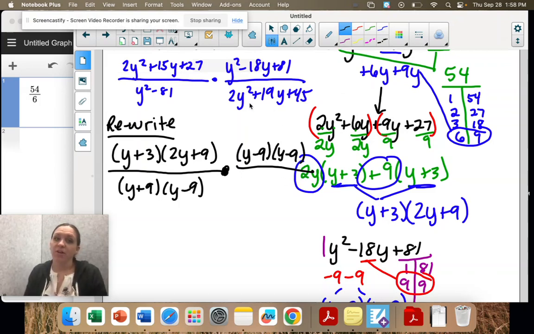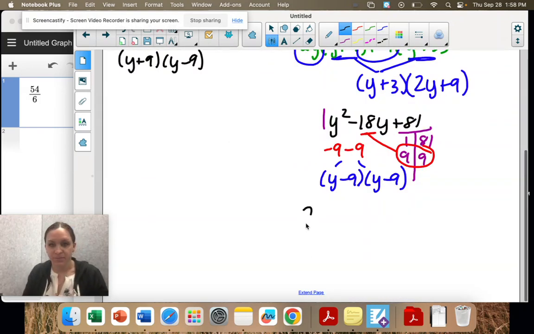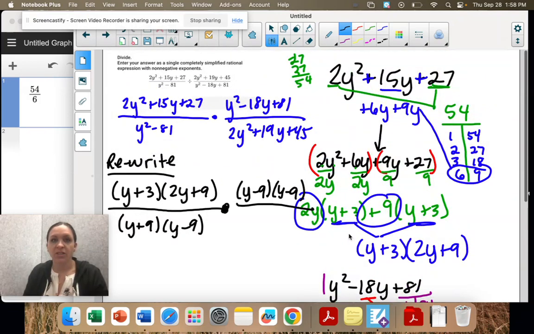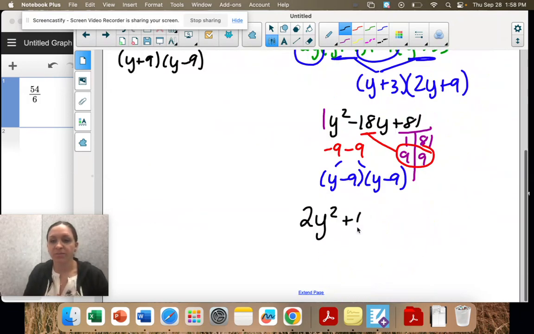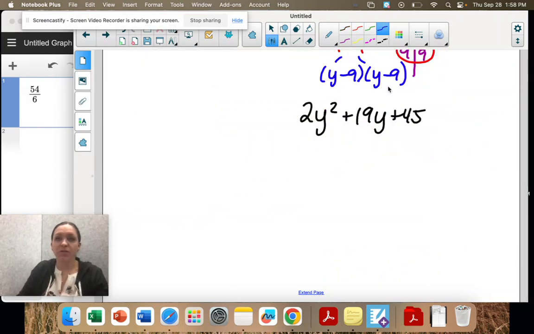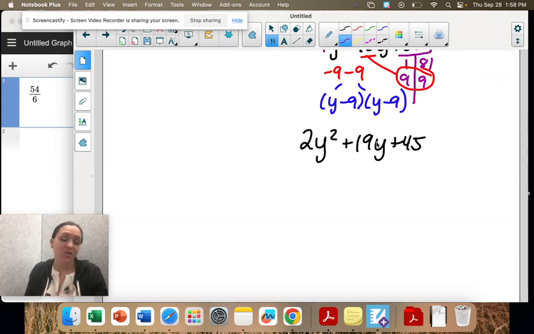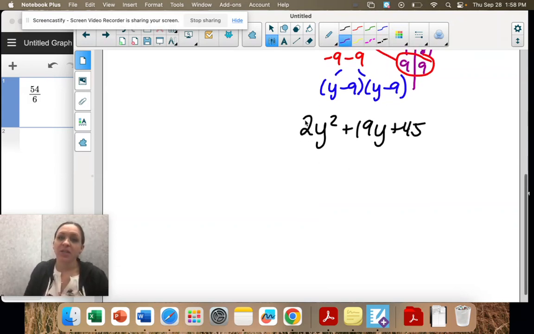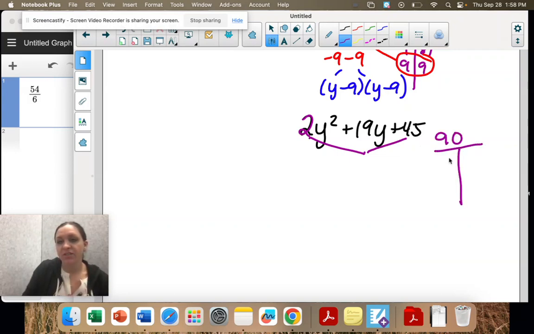All right, we have another long one. 2y squared plus 19y plus 45. Same process as before. I'm going to speed through it. If you need to stop the video and look at what's going on, do it. Because this leading coefficient is not 1, you multiply. 2 times 45 is 90, and we want factors that add or subtract to 19. So I just know these. If you need to start dividing, you can.